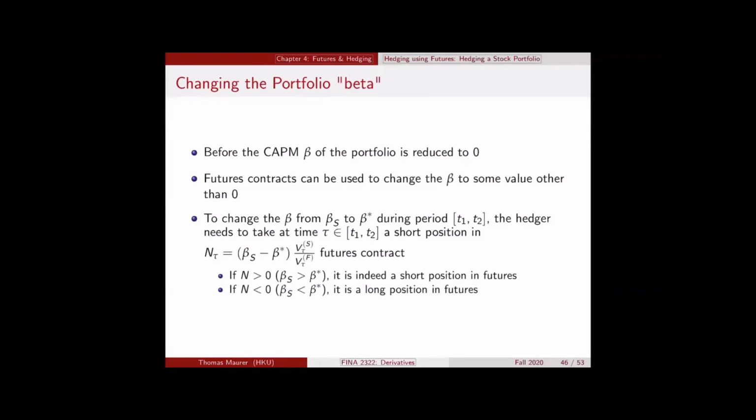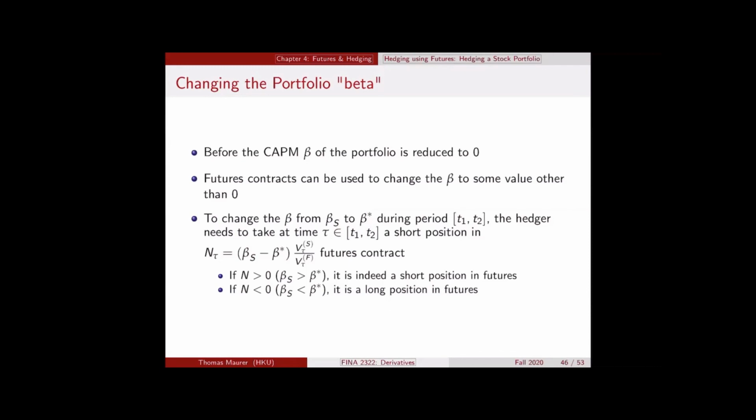Now, instead of getting rid of as much risk as possible, we could also just temporarily change our CAPM risk exposure beta, so not setting it all the way to 0. So implicitly what we did before is we started out with a CAPM beta, in the case before it was 1.5, and we took these 30.3 short positions in the futures contract to reduce the beta all the way to 0. So we get rid of all the market risk. Now we could think about another scenario where we would want to change the original market risk exposure to a new target market risk exposure, beta star.